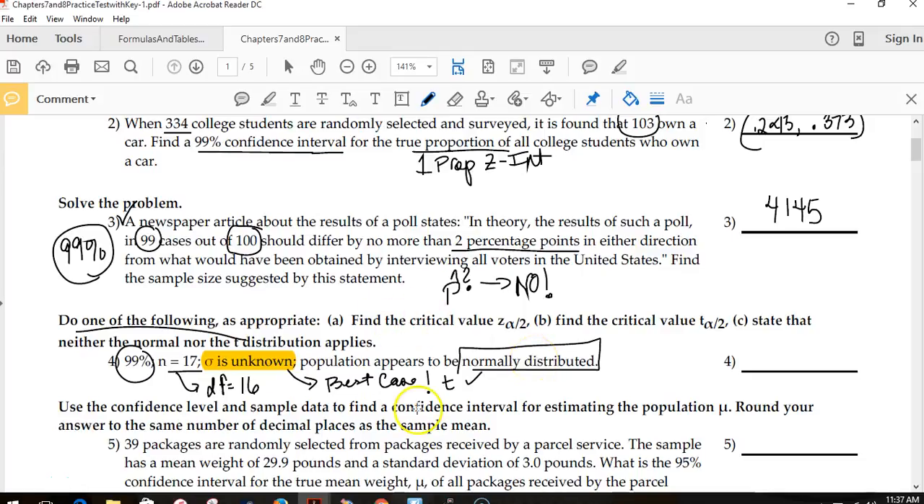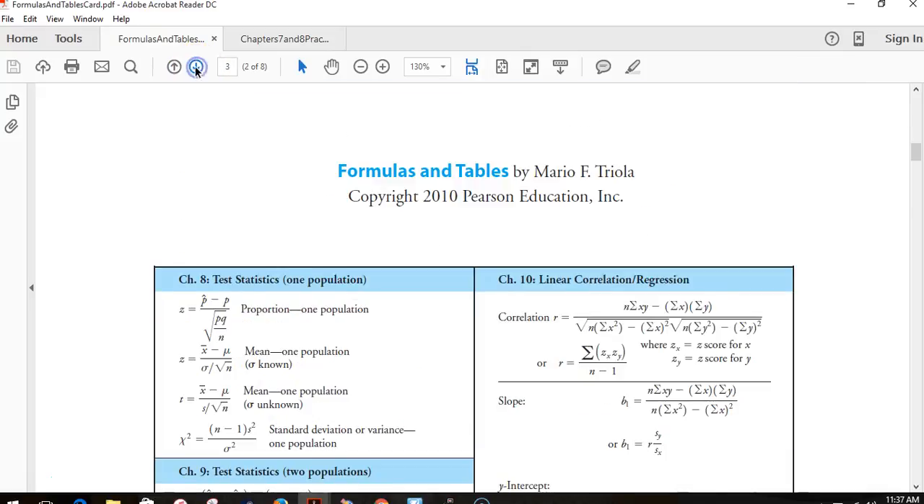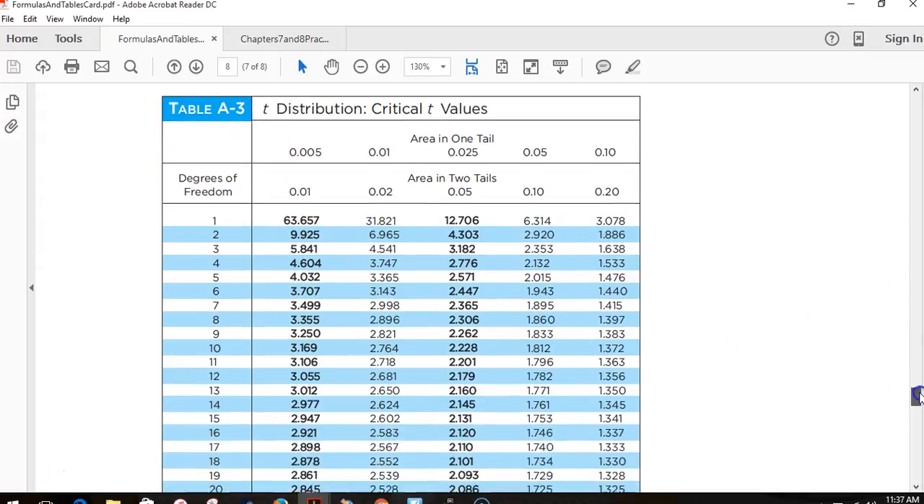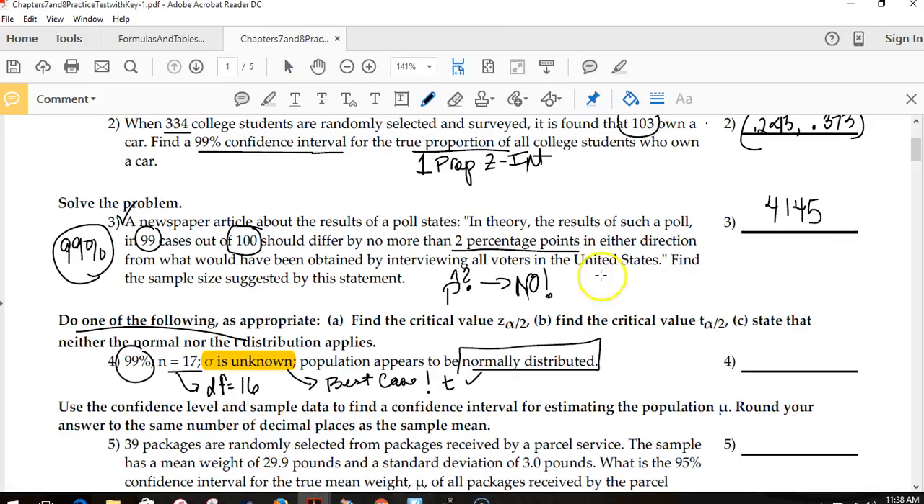So to find my critical t value, I need to go back to that formula card and go all the way down to my critical t chart, which is right after my z-score chart. And I'm looking for the area in the two tails, which would be 0.01 since I have a 99% confidence interval. Go down the degrees of freedom chart till you get to the 16, and then scoot over. So underneath the 0.01 is a 2.921. And that's the value that we're going to use as our critical value, since we have to use a t-score and not a z-score.